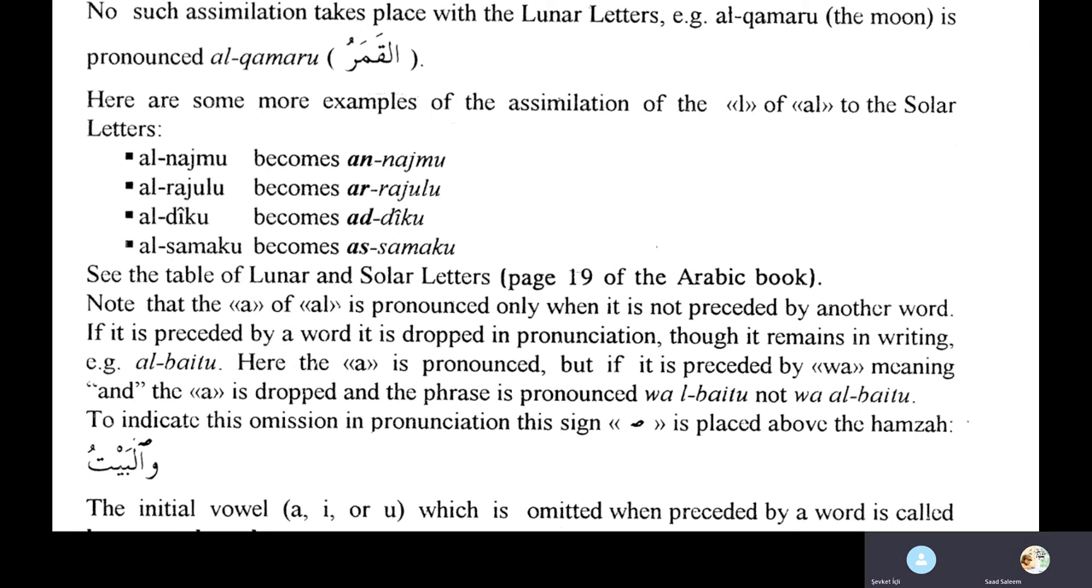Al is pronounced only when it is not preceded by another word. If it is preceded by a word, it is dropped in pronunciation, though it remains in writing. Al baytu: here the A is pronounced. But if it is preceded by wa, meaning and, the A is dropped and it is pronounced wal baytu, not wa al baytu. To indicate this omission in pronunciation, this sign is placed above the hamza.